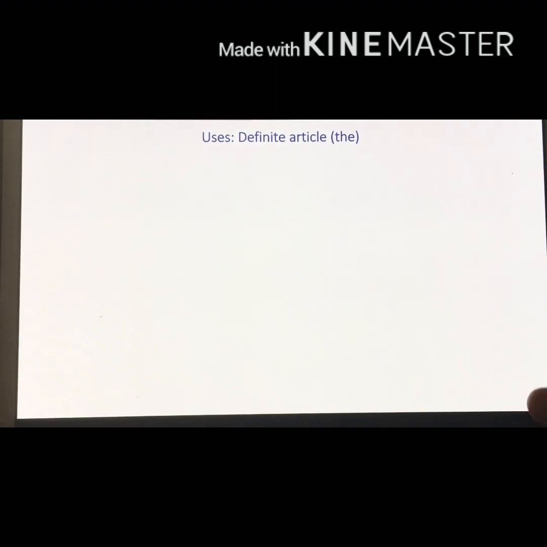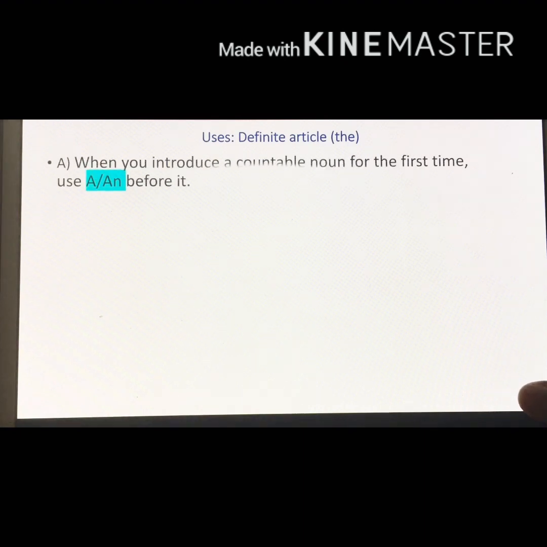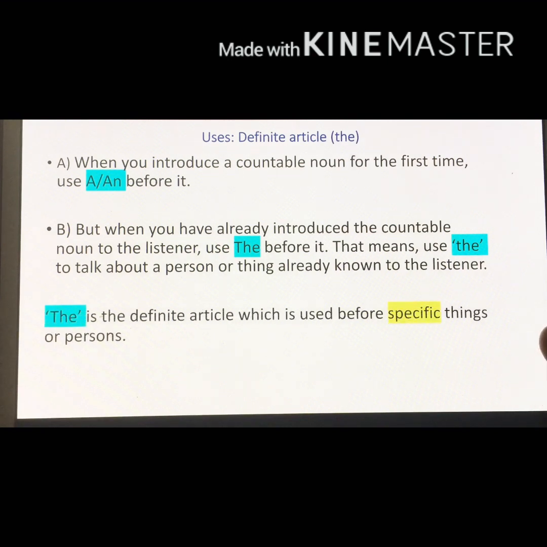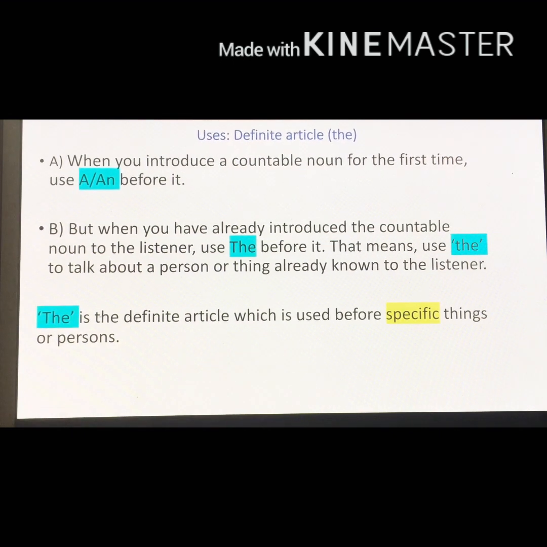Uses of definite article the. When you introduce a countable noun for the first time, use a or an before it. But when you have already introduced the countable noun to the listener, use the before it. That means use the to talk about a person or thing already known to the listener. The is the definite article which is used before specific things or persons. See an example.